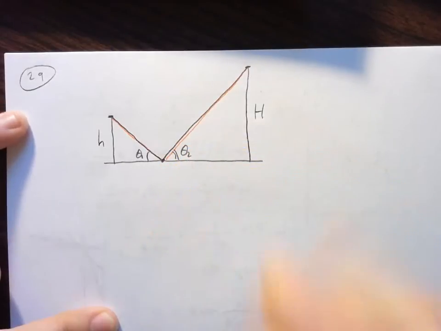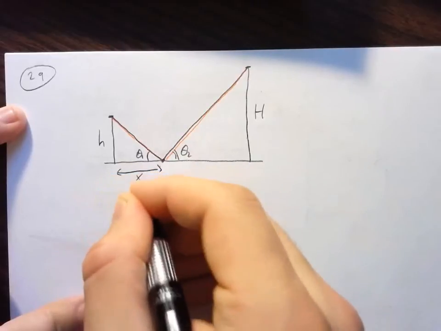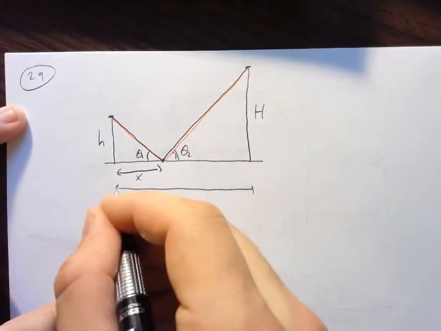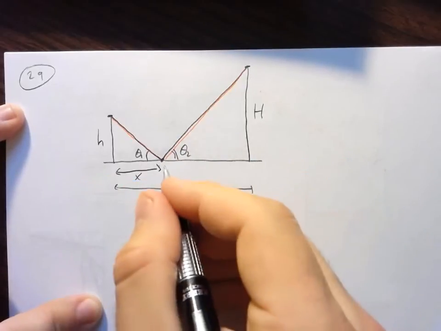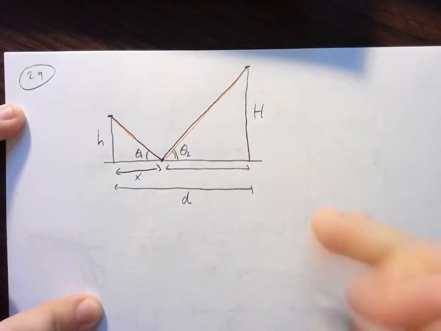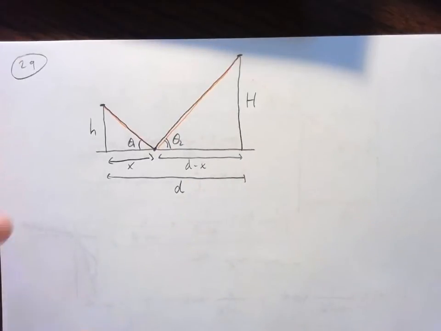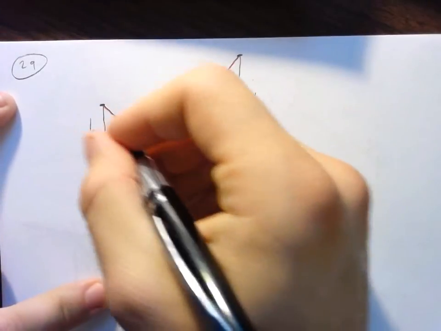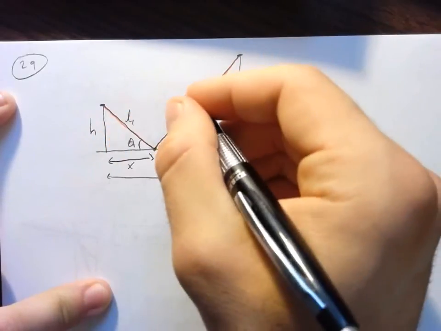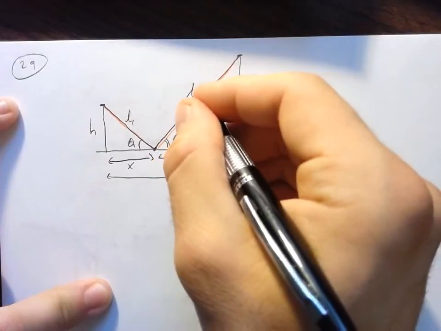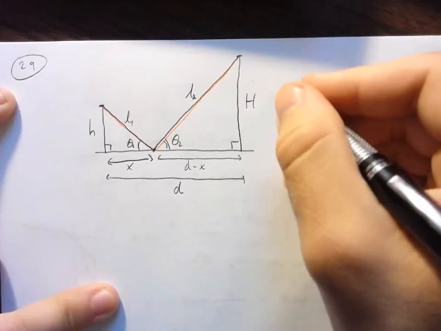I'm going to call this distance right here x. I'm going to call this whole thing, the distance between the poles, d, which is going to be constant, just like the h's. And I'm going to call this distance right here d minus x. I also need to label the length of my string, and the string is comprised of two pieces, little L1 and L2. So now we get to use these right triangles.